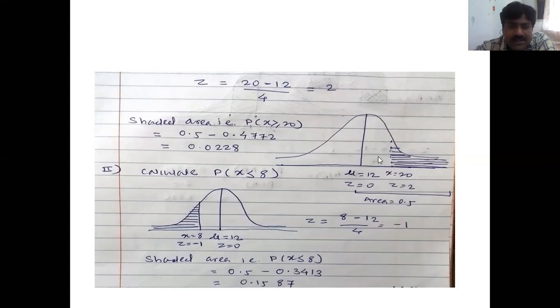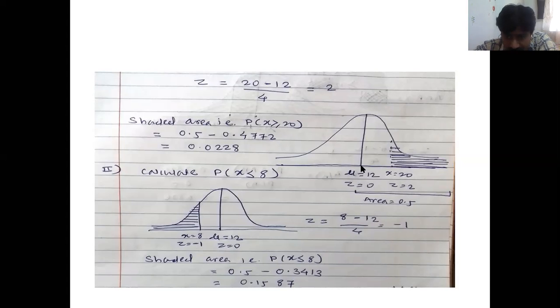Okay. And what is asked is to calculate the probability of x greater than or equal to 20. So we need to calculate this shaded area. If you see these horizontal lines, this is the shaded area. So we need to calculate this shaded area, that will be our probability of x greater than or equal to 20.